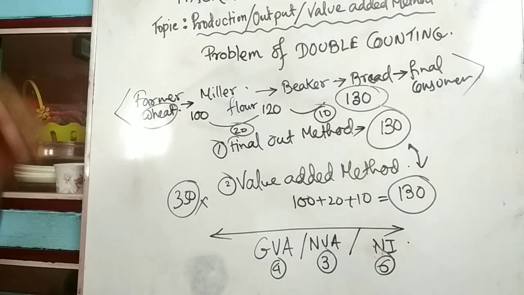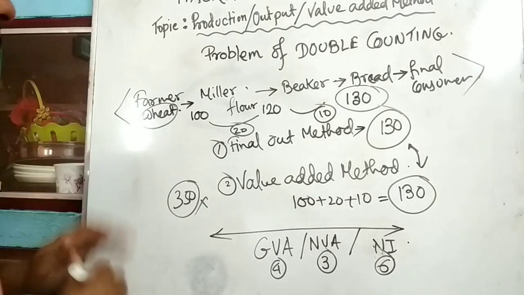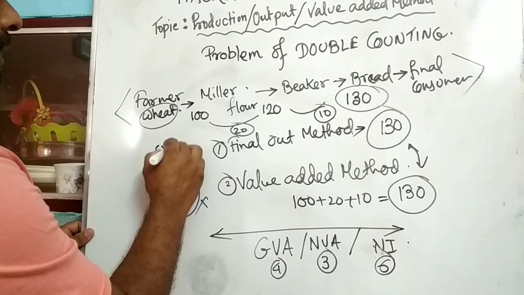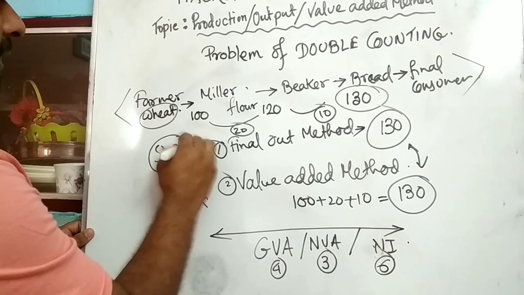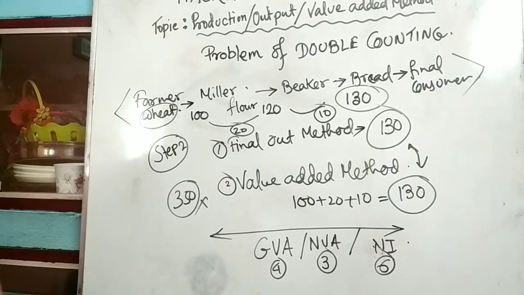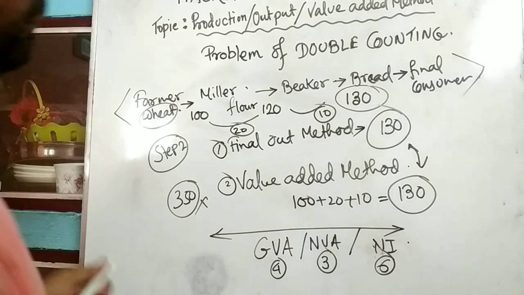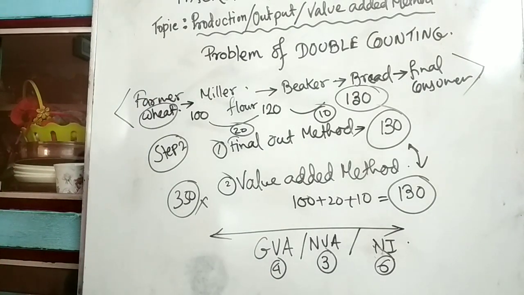So all the parts are very important. So go through the steps very carefully, especially step 2. Step 2 is very important in this part. Step 3 is easy. We have to calculate only the value added by the primary, secondary and tertiary sector.